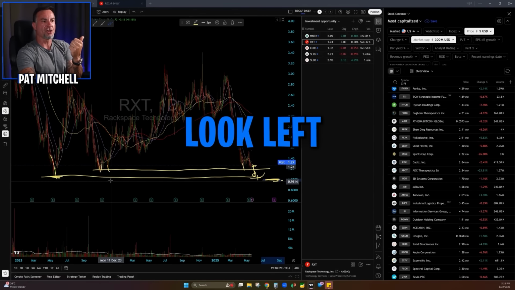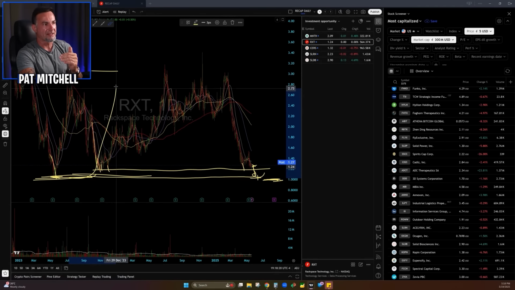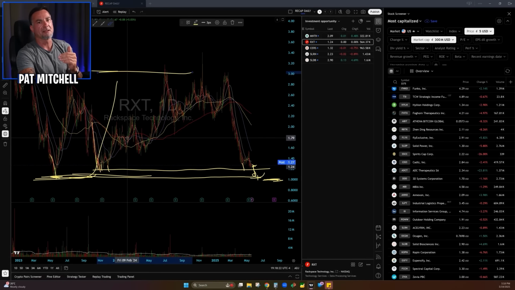Look left on the chart and see what lows, what support. This is support. This is resistance. Technical analysis 101. We want to buy support and sell resistance. So that would be how we would stop out in these positions.